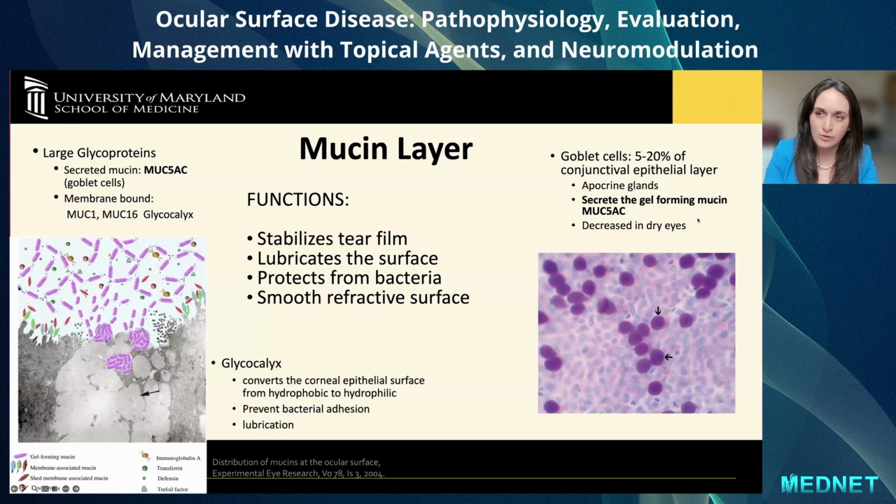These cells are what secrete the mucin, mucin 5AC, and then there are large membrane-bound glycoproteins like glycocalyx, which also have an important role where they convert the corneal epithelial surface from a hydrophobic to hydrophilic surface, which is important to allow the tears to stay on the eye, and they also prevent bacterial adhesion and increase lubrication.